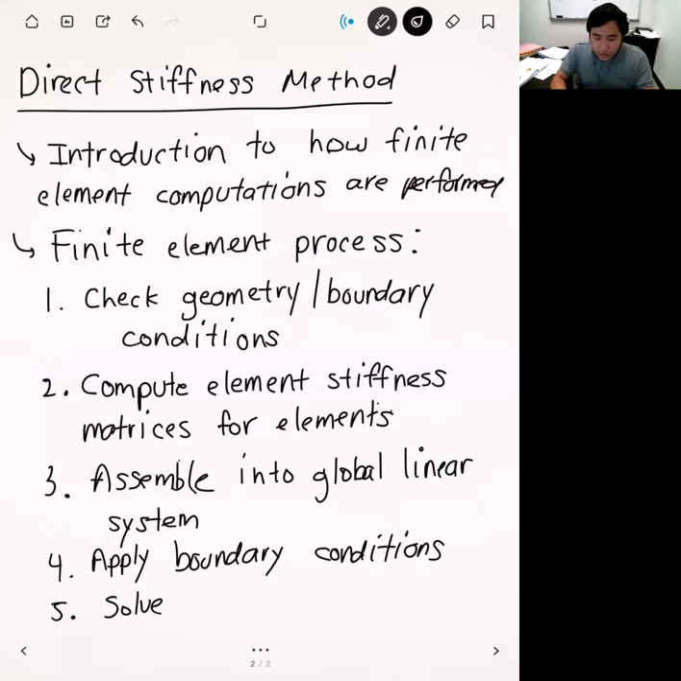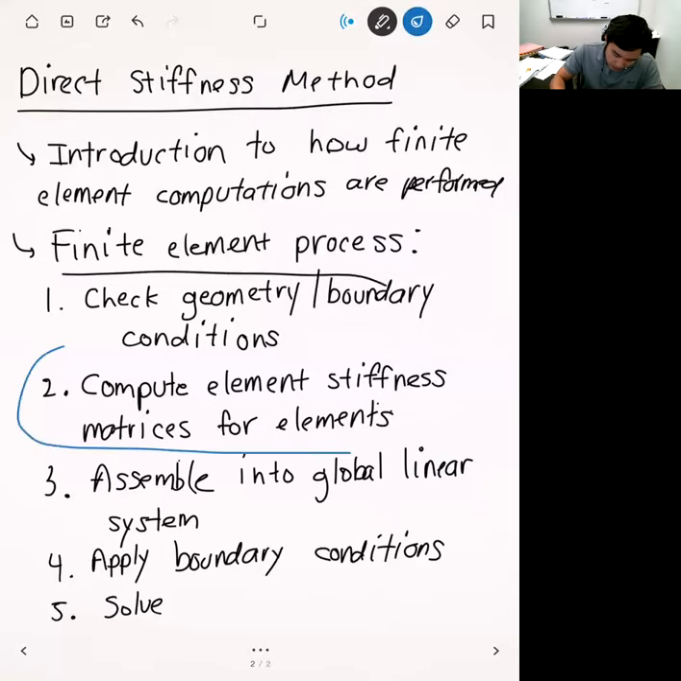This whole finite element process is what you're going to be following for all the problems that are being solved. The only big difference between all the different units that we're covering is really step 2. How you compute the element stiffness matrix depends on what kind of element you're working with.